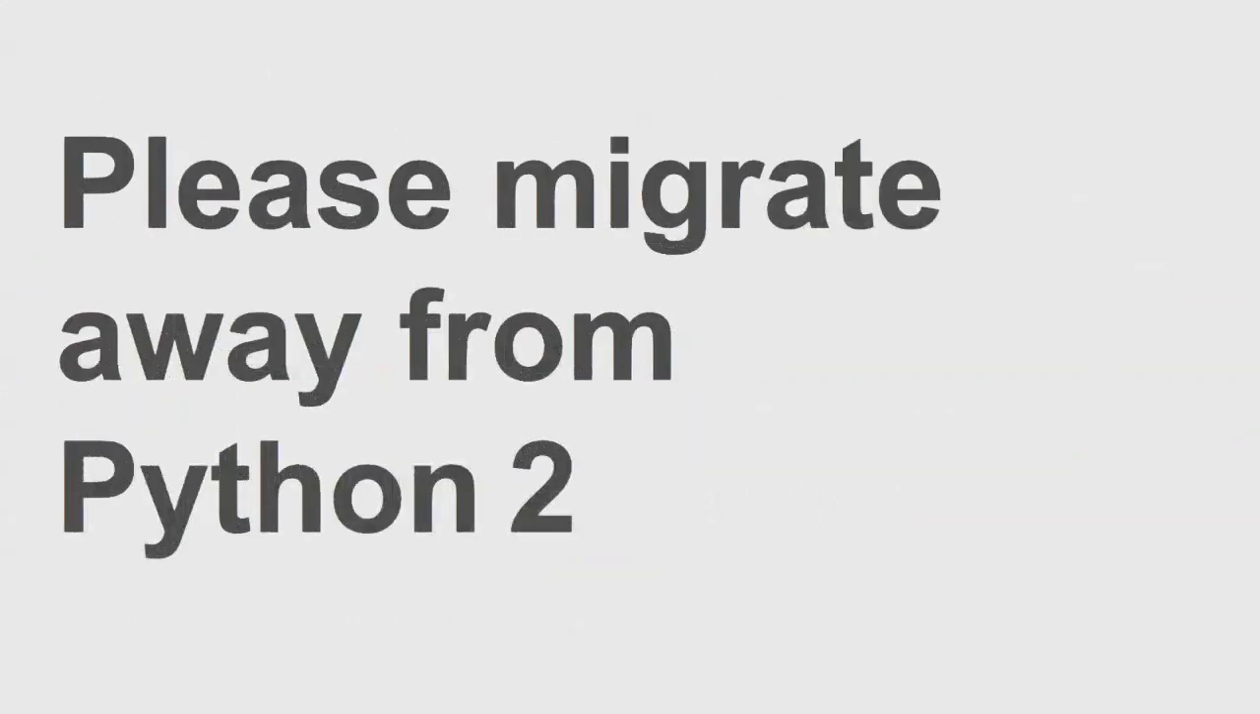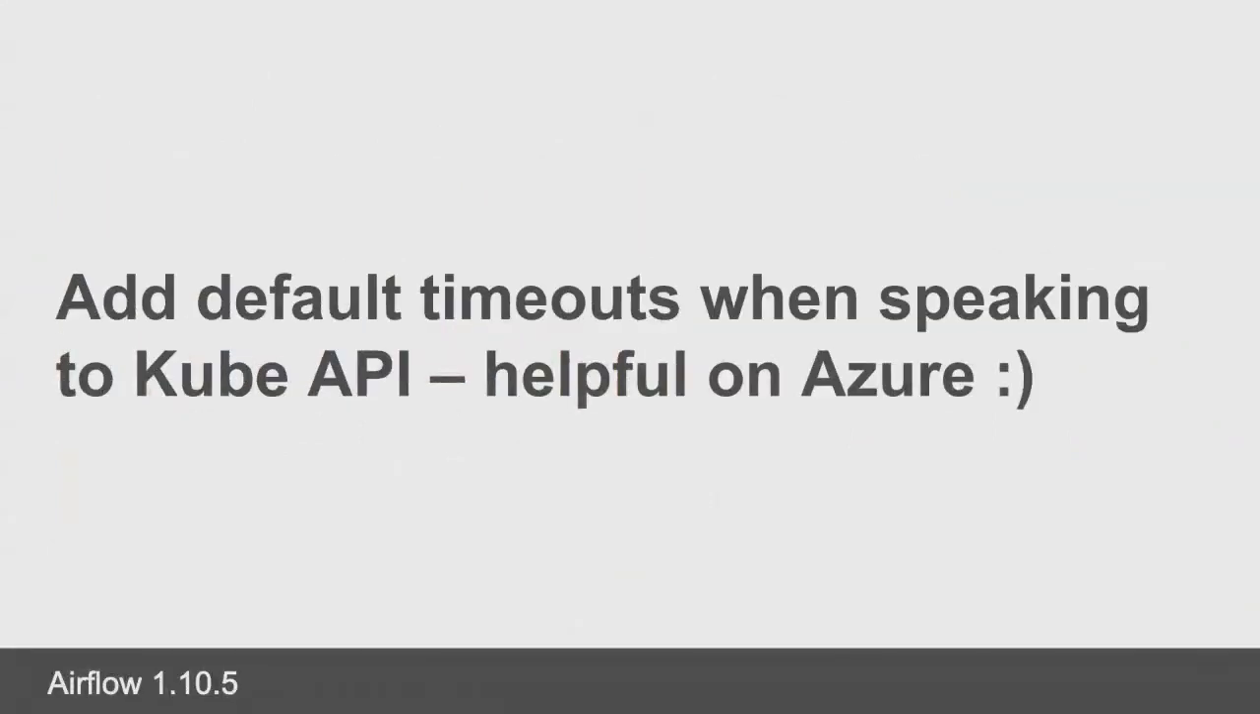Oh yeah, if you're not already aware, please migrate away from Python 2. Airflow 2.0 will not support Python 2. Python 2 is end of life as of January the 1st. So unless you happen to be paying Red Hat for support, don't be running Python 2. Even if you are, please don't run Python 2. It makes my life hell. The reason I messed up the backport was because of Python 2.